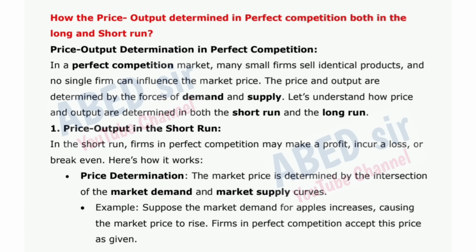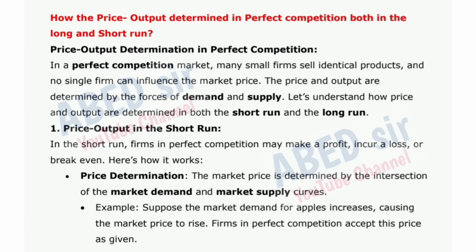In a perfect competition market, many small firms sell identical products and no single firm can influence the market price. The price and output are determined by the forces of demand and supply. Let's understand how price and output are determined in both the short run and the long run. 1. Price output in the short run.